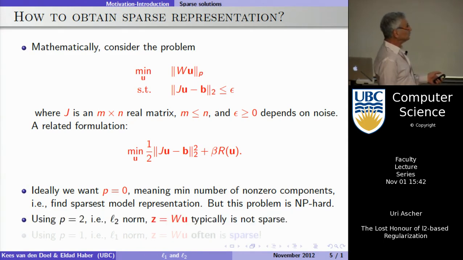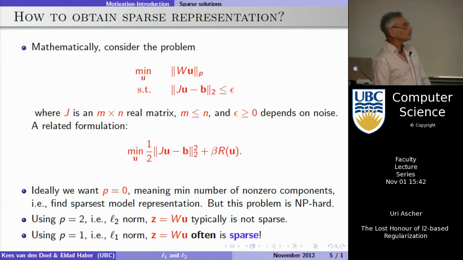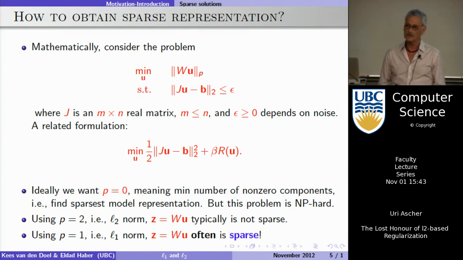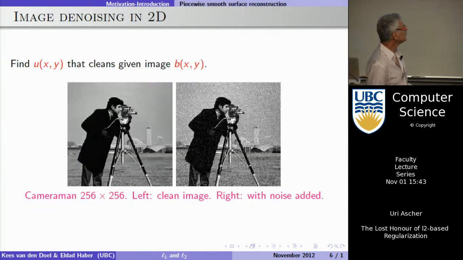And so what about P equal 2, the usual L2 norm? Turns out that the usual L2 norm, what's under the norm here, is typically not going to be sparse. That's the problem with L2. And on the other hand, if you use L1 norm instead, then typically this WU, called Z here, is going to be sparse. Only a few of these very long vector of unknowns, which are the coefficients of, let's say, wavelet basis functions, is going to be non-zero. That's really a major reason why people have looked so much at L1 norm in recent times. And a very important one.